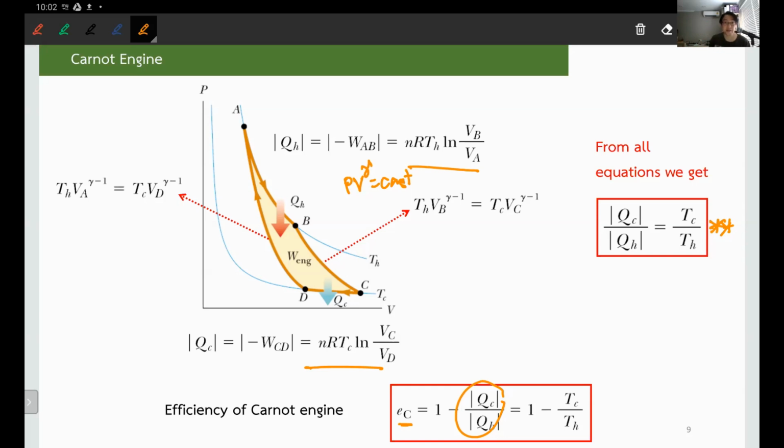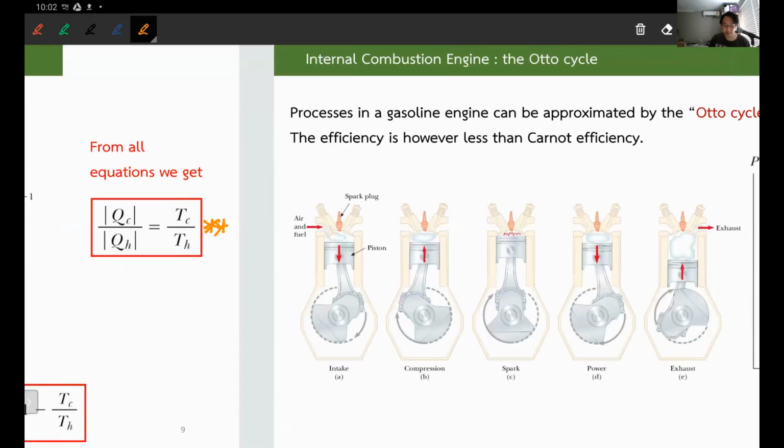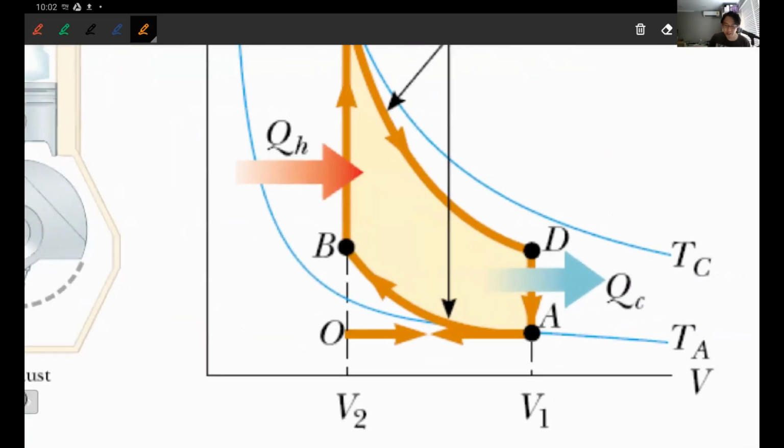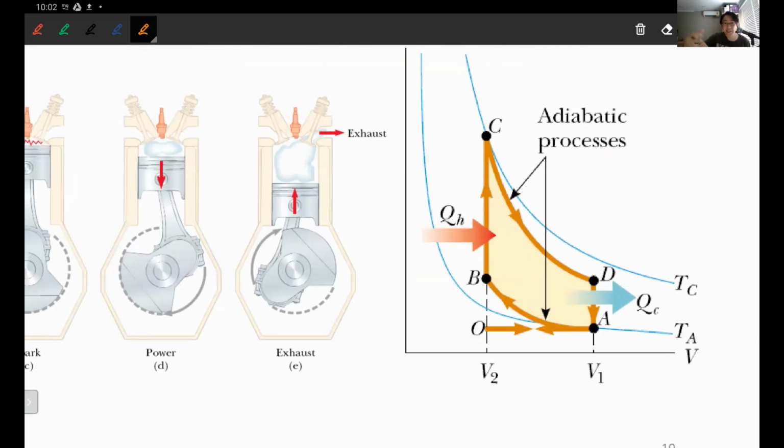Isn't that nice? All right, so what I'm going to show you, don't worry about the detail of this. This is a car engine, like a gasoline or diesel engine. If you want to explain how the engine of your car is operating under a PV diagram, it might look something like this.